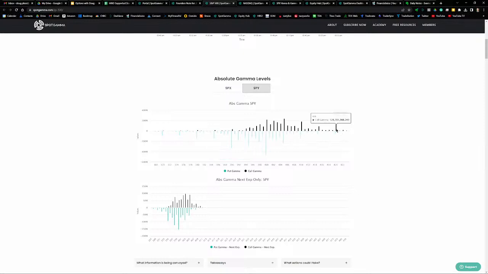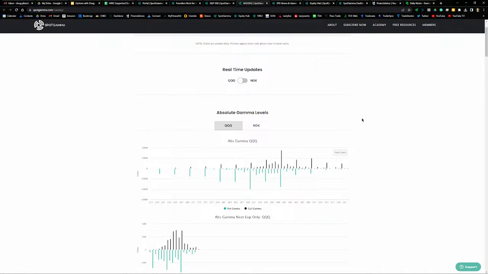And a call wall up at 420, again kind of way out of range here. So for SPY, the range of significant gamma is really 390 to 410, matching up pretty well with SPX. All right, let's take a look at QQQ, and then we'll come back and look at something else on this page.